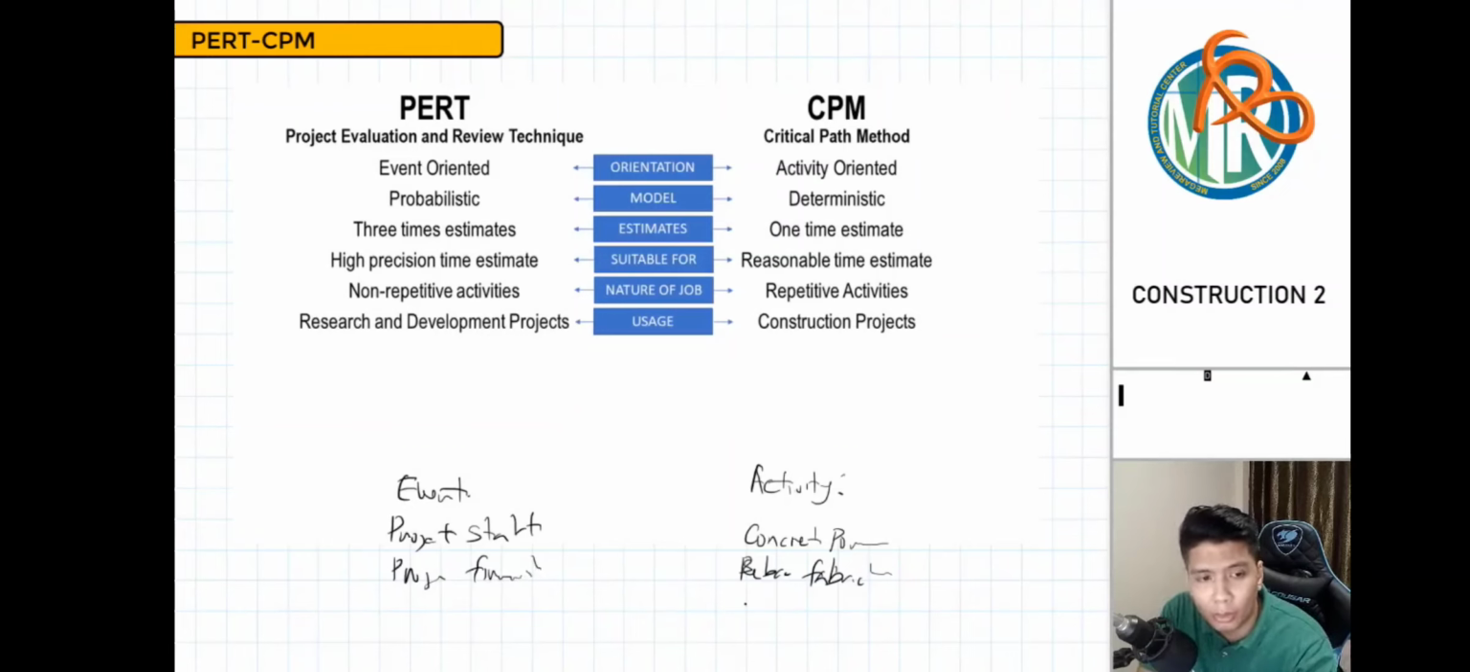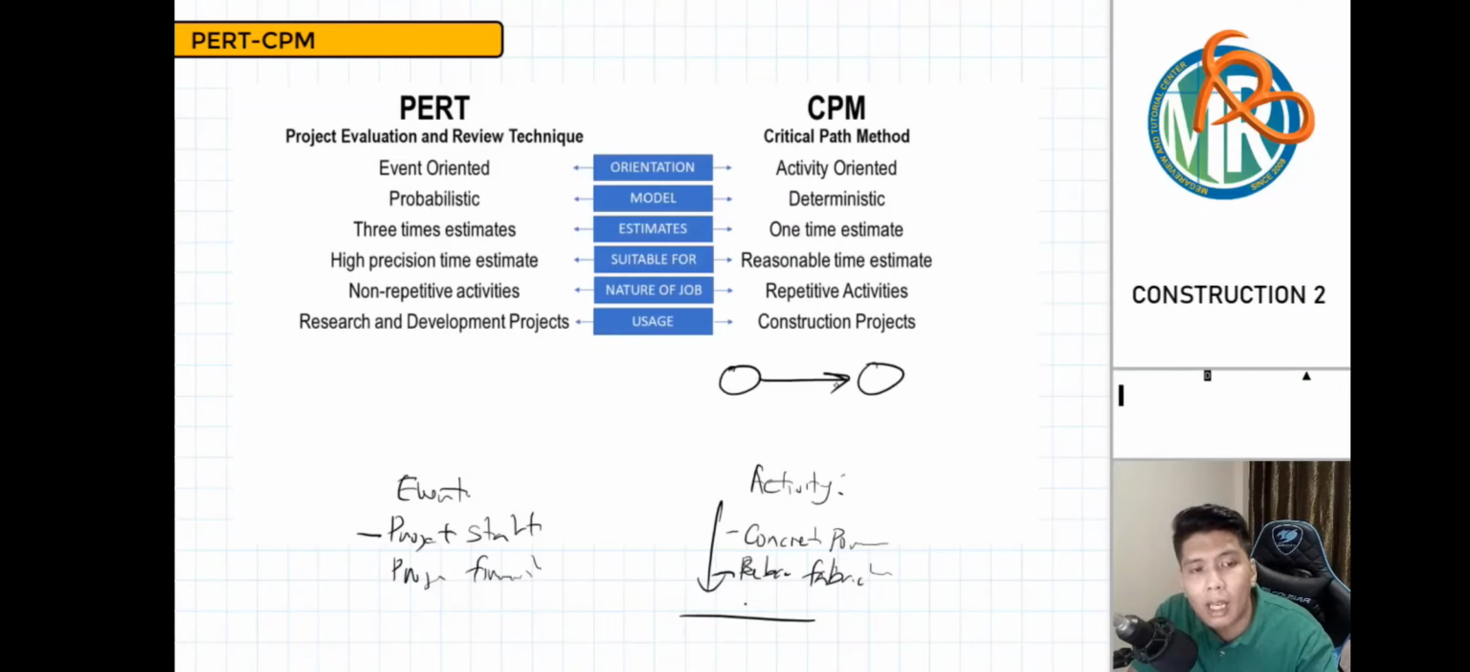So technically, in our topic, when you say activity, it is something that will consume resources and time. For example, concrete pouring and rebar fabrication, right? It will consume resources and time. Event, on the other hand, is something that will happen but won't consume resources and time. For example, at the start of the project, is any resource consumed there? None, right? Just the start. After completing the task, you have your project milestone. So that's the event. Technically guys, from the diagram alone, you will know if it is a PERT or if it is a CPM.